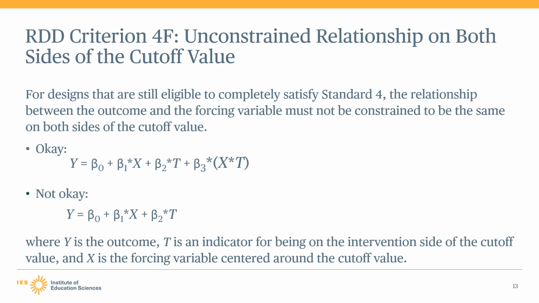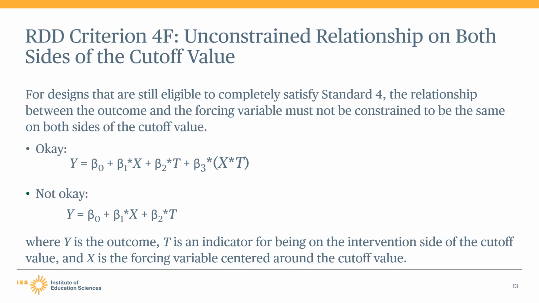Criterion F of the RDD Standard 4, which we will call RDD Standard 4F, requires that the relationship between the outcome and forcing variable must not be constrained to be the same on both sides of the cutoff. In other words, the model specification used for the impact analysis must allow the outcome forcing variable relationship to vary on either side of the cutoff. RDD studies that already have failed any of the eligibility criteria required to completely satisfy Standard 4 do not need to meet Criterion 4F.